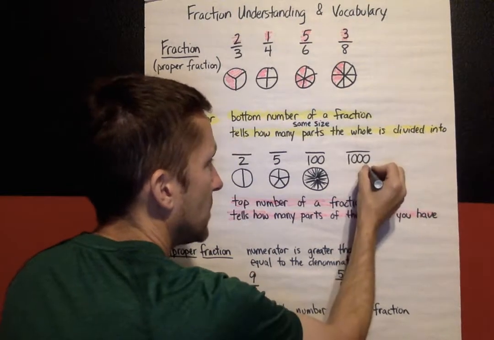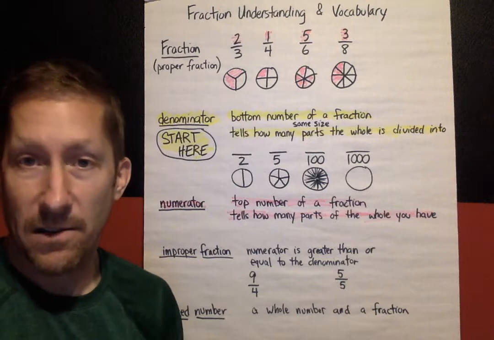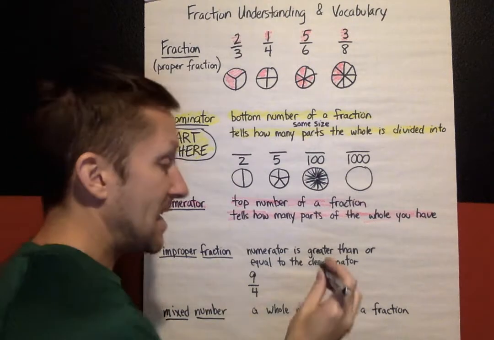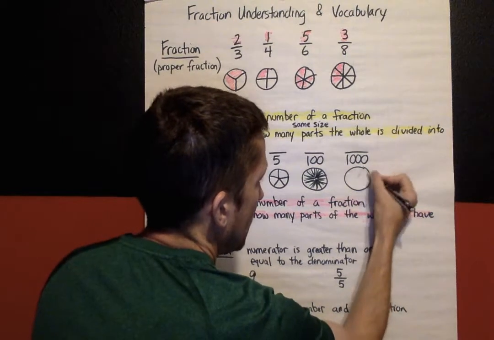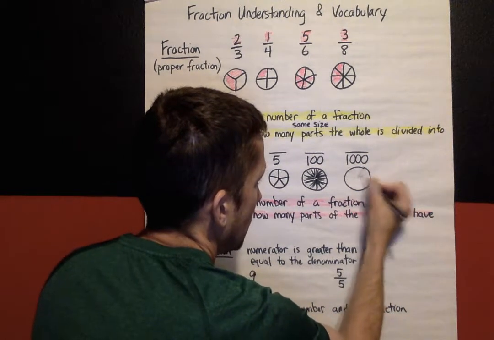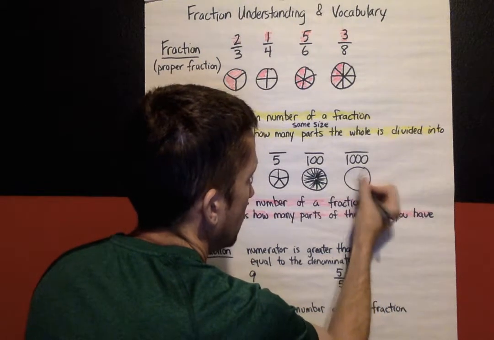If I had 1,000 as my denominator, I can't even draw that at all, okay? But that would mean that these slices, I'm going to go to my pencil here because I would just be doing this. I can't even draw it, right? They're so small.